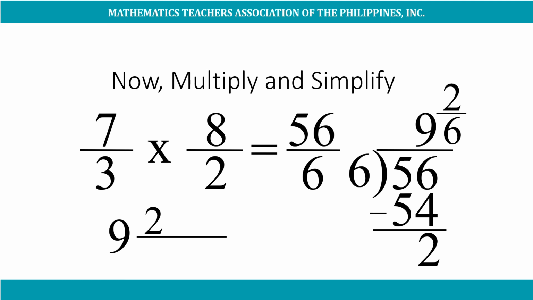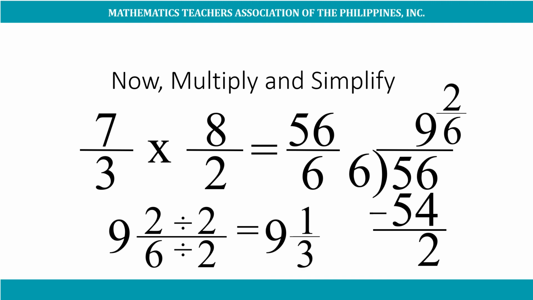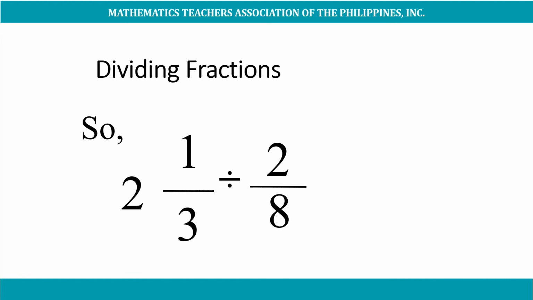Now 2 over 6 can still be reduced to lowest terms. The GCF of 2 and 6 is 2. So 2 divided by 2 and 6 divided by 2 is equal to 1/3. So our final answer is 9 and 1/3. So 2 and 1/3 divided by 2/8 is equal to 9 and 1/3.